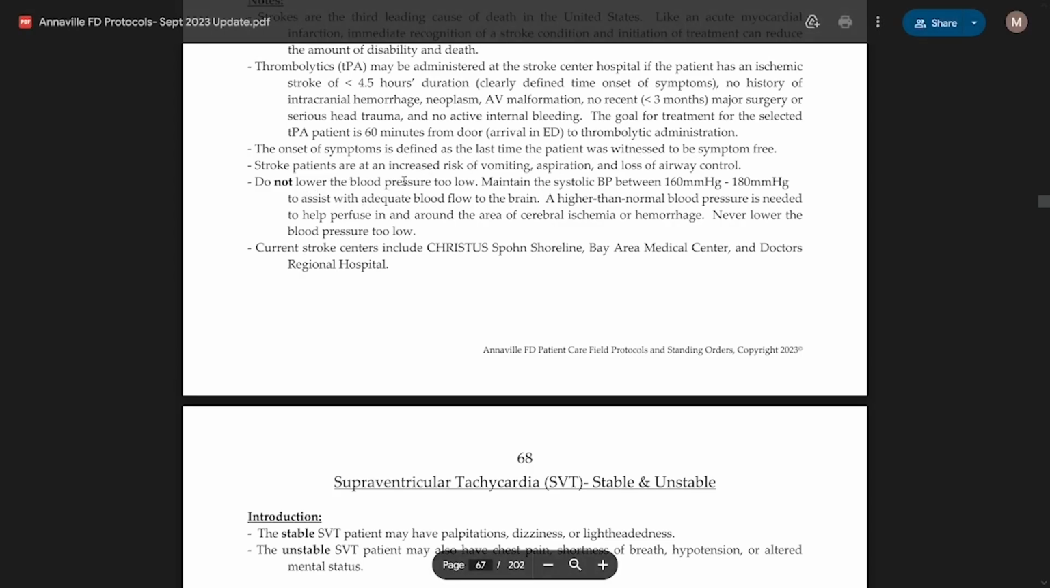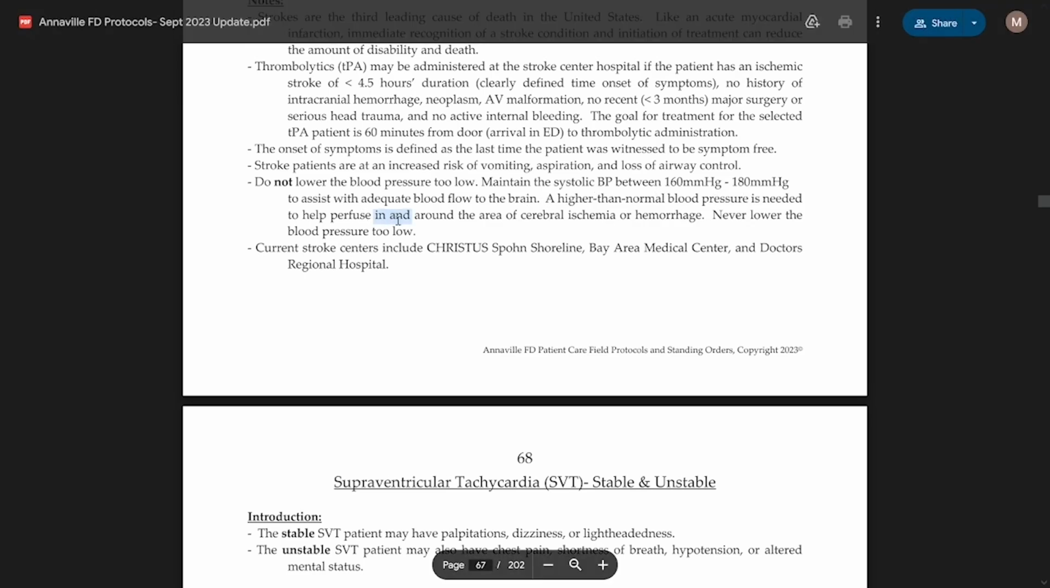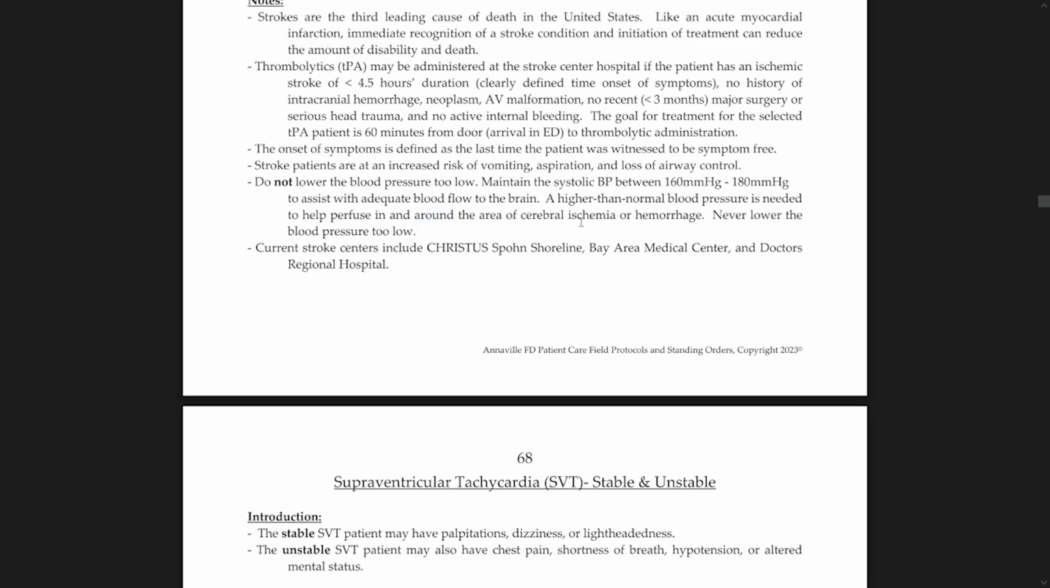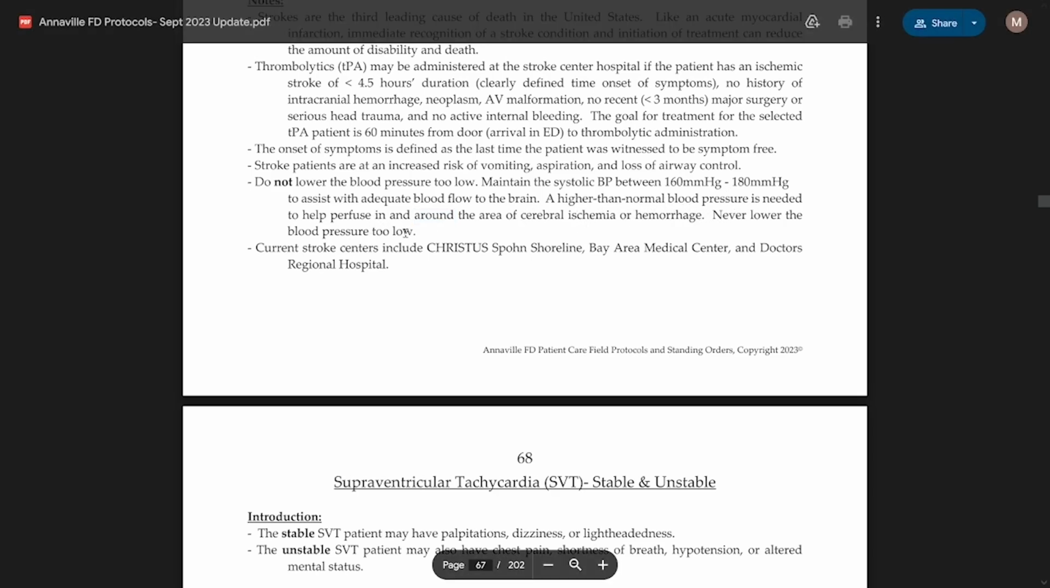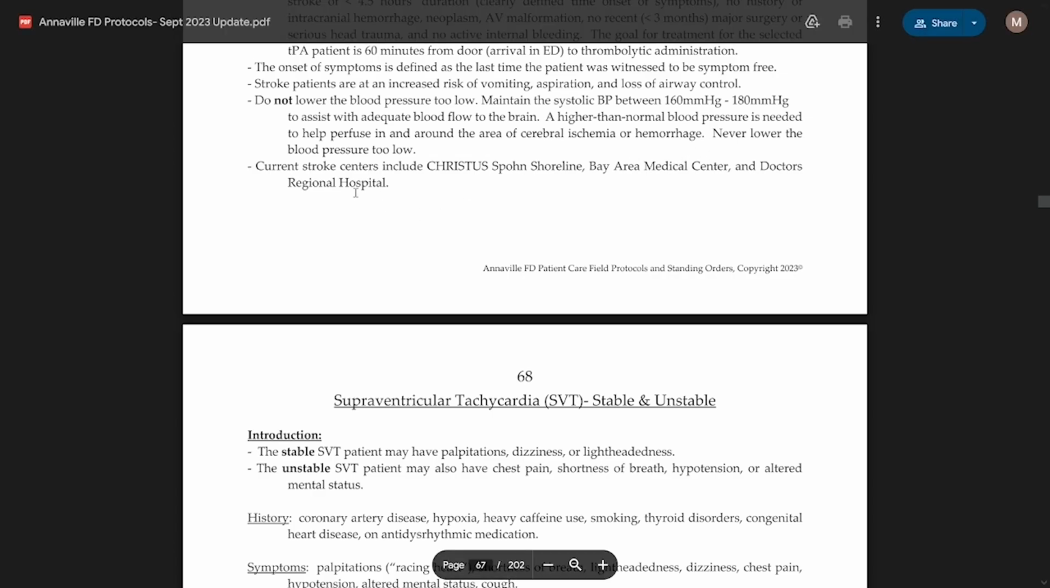Do not lower the blood pressure too low. Maintain the systolic BP between 160 to 180 to assist with adequate blood flow to the brain. A higher than normal blood pressure is needed to help perfuse in and around this area of cerebral ischemia or hemorrhage. Never lower the blood pressure too low. Current stroke centers include Christus Spohn Shoreline, this is only for Corpus, Bay Area Medical Center, and Doctors Regional Hospital.